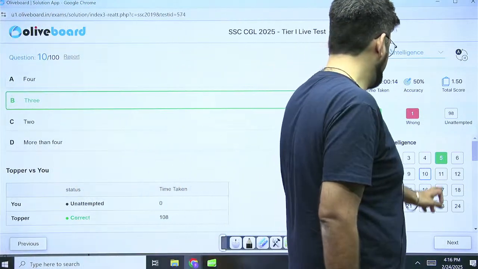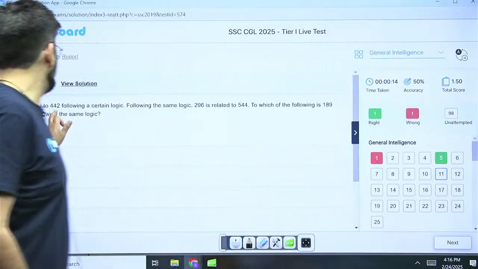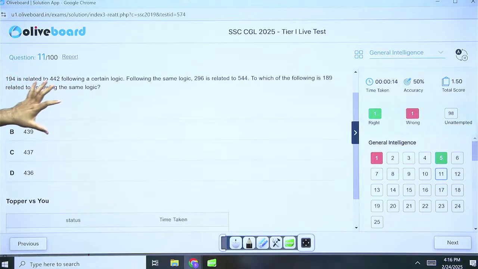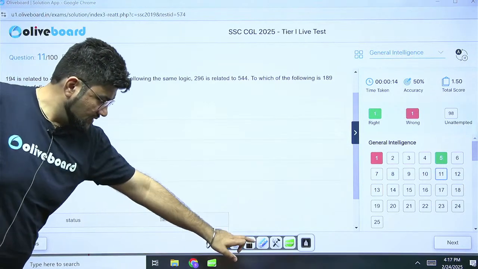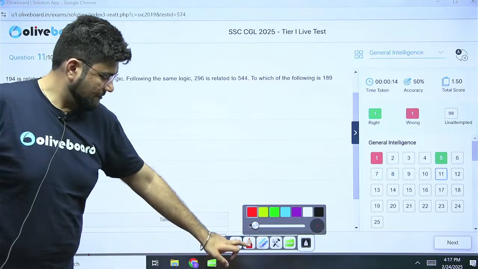Okay. Next, question number 9. This question can't get easier than this one. Really can't get easier than this one.